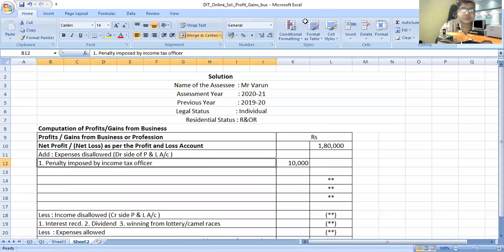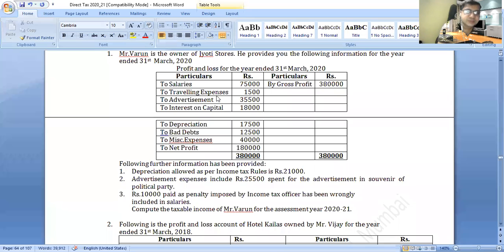Then friends, the next item is traveling expenses, amount of rupees 15,000. Traveling expenses are business expenses. Next, advertisement 35,500.